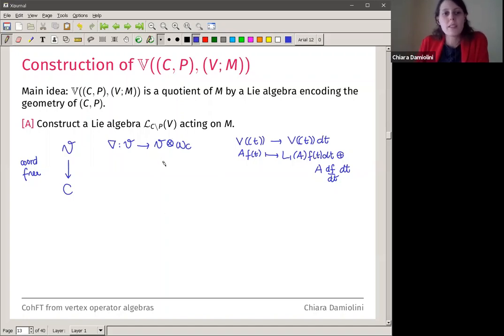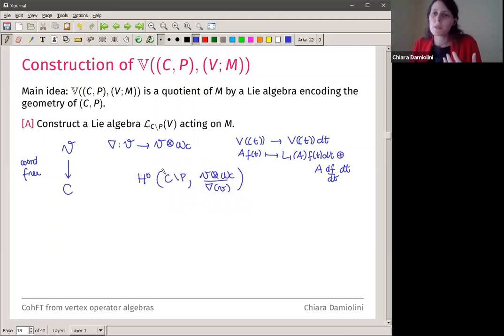And why do I need this? Well, because I can consider the quotient of this map. So I take V tensor omega, quotiented by the image of nabla, and this is a sheaf which I can evaluate on the curve minus the point. So I use this notation. This will be the section of this sheaf over the curve minus the point. And I define the Lie algebra that I want in this way. This has a Lie algebra structure.